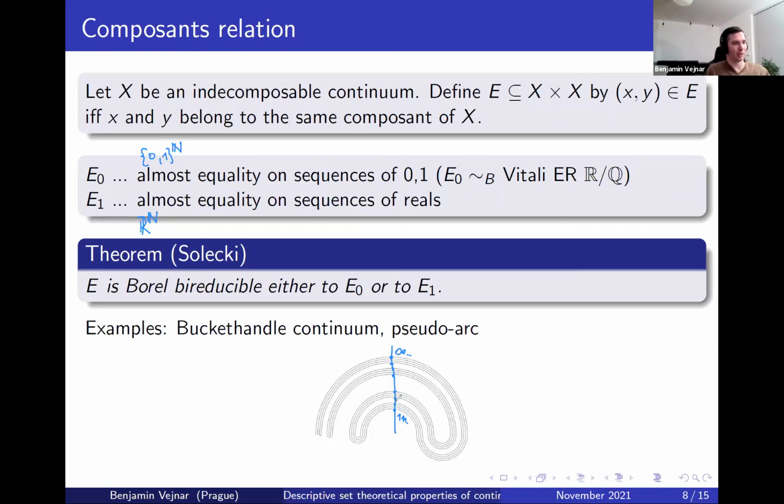So we need to be a bit careful, and the Borel reduction is a bit more complicated, but this is just a technicality, okay? But it can be proved that the composant equivalence relation is in fact Borel bireducible here with this E0. Another example is the pseudo-arc, and it is known that its composant equivalence relation is Borel bireducible to this E1. Okay, so it's more complicated in some sense.